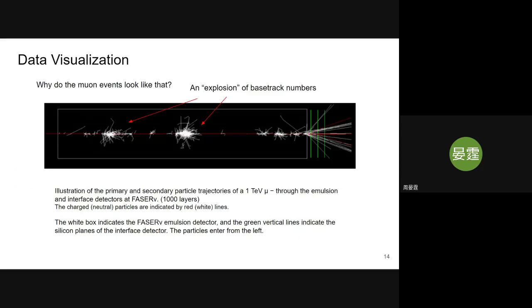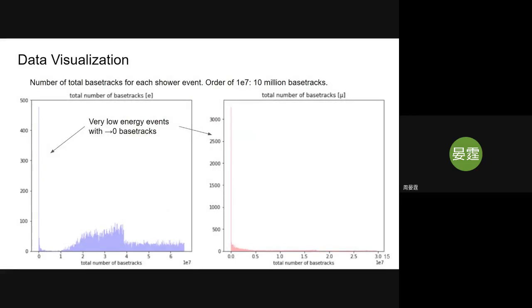So why do the muon events have base tracks like that? The base tracks of muons are not cone-shaped, as we can see here. Instead, they have explosions of base tracks, and the particles quickly get stopped in the material, so that all muon base tracks have a bell-shaped curve. This is 1,000 layers of film, while our dataset only has 100 layers. So the dataset might only have gotten the first explosion, or else there would have been multiple peaks in the curve. Finally, we look at the total number of base tracks.